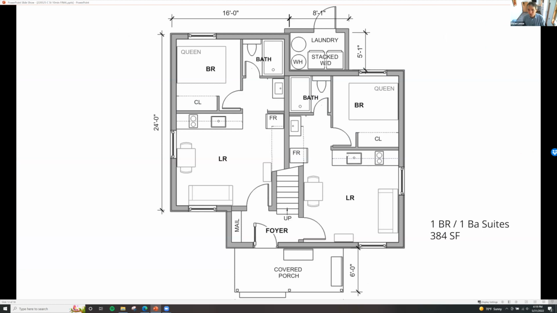The floor plan, really quickly, is really a micro suite. It's 384 square feet, 16 by 24, about as tight as you can possibly make a 1-bedroom suite.